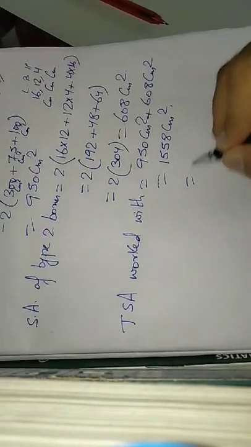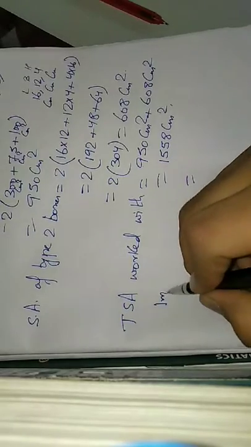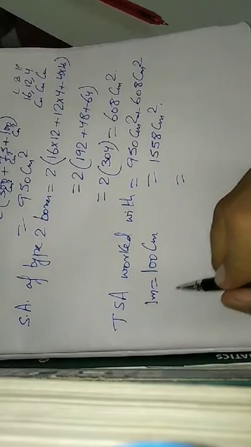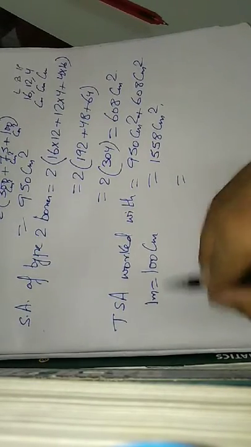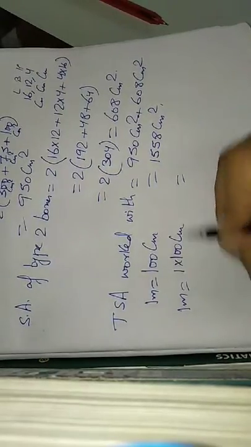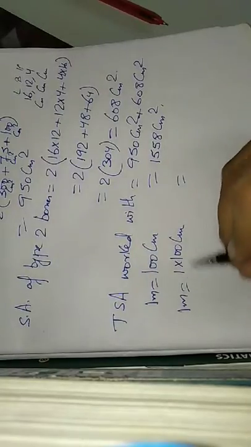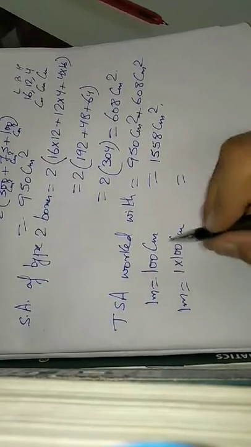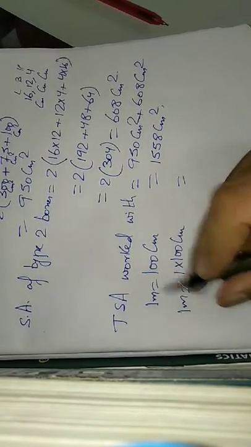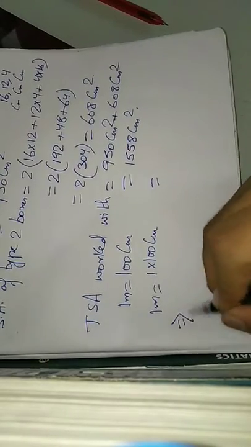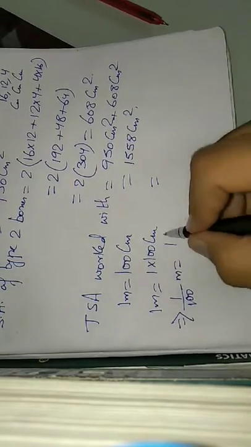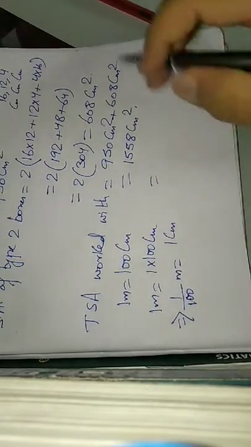You see students, I'll tell you one thing. 1 meter is equal to 100 centimeter. Please be very careful with this. So what is the meaning of this? 1 meter is equal to 1 into 100 centimeter. I need the value of 1 centimeter. So 100, I will do transposition to that side. 100 is in multiplication over here, it goes over there and becomes division. So 1 by 100 meter is equal to 1 centimeter. So 1 centimeter value is 1 by 100 meter.